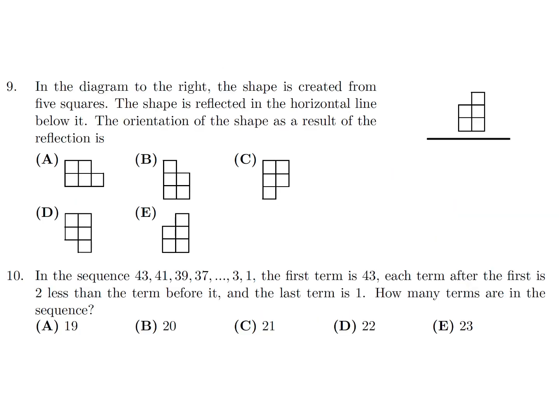In the diagram to the right, the shape is created from 5 squares. The shape is reflected in the horizontal line below it. The orientation of the shape as a result of the reflection is. Okay. Well, let's see what I can do here. I'm going to try to make this shape as a reflection. And I'm pretty confident that's the reflection. So let's see which one is that in the answer choices. I believe that is D.